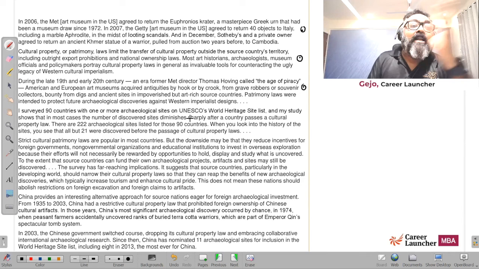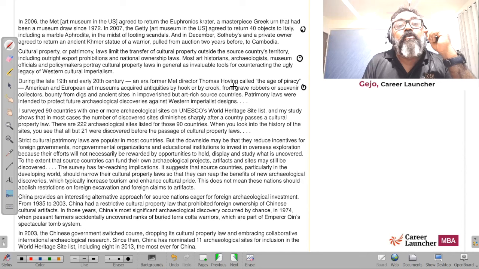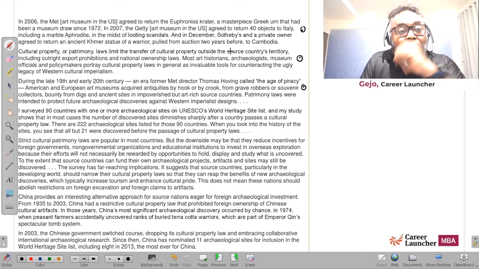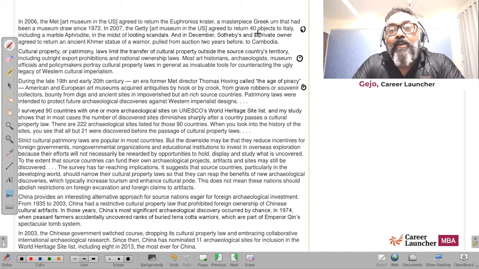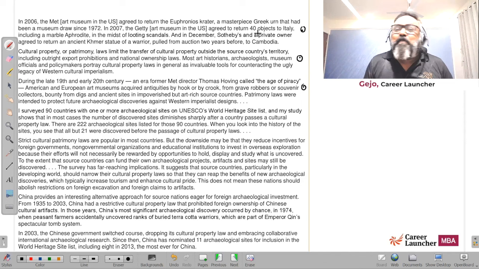In 2006, the Met Art Museum in the US agreed to return the Euphronios crater, a masterpiece Greek urn that had been in the museum since 1972. In 2007, the Getty Art Museum in the US agreed to return 40 objects to Italy, including a marble Aphrodite, in the midst of looting scandals. And in December, Sotheby's and a private owner agreed to return an ancient Khmer statue of a warrior, pulled from the ocean two years before, to Cambodia. Basically, we are going to say that people are returning stuff.